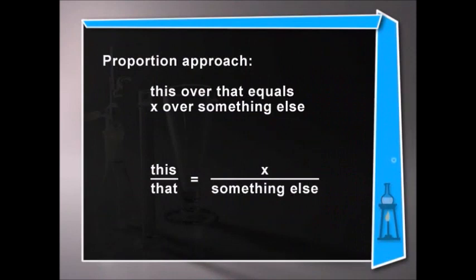Eventually, it becomes far too difficult for most students to keep everything straight in their mind, and we eat that poisonous fruit. What about the proportion method? This is a very popular method with many students. Basically, it involves reasoning that goes something like this. The student says, this over that equals x over something else.